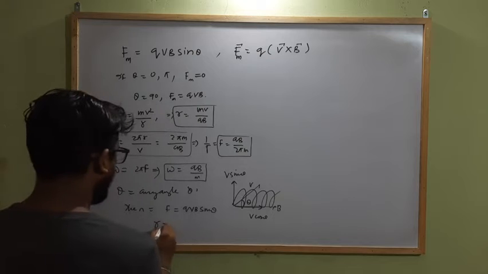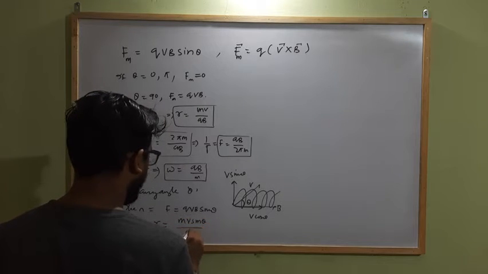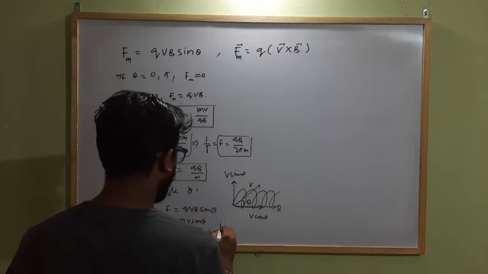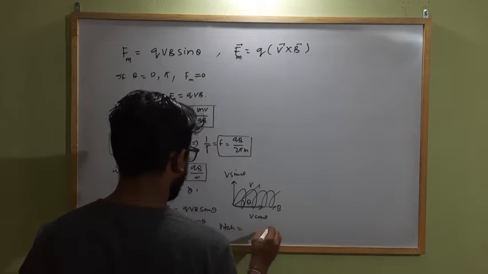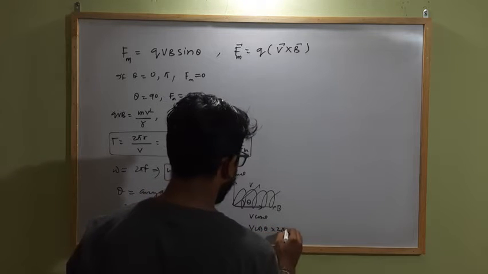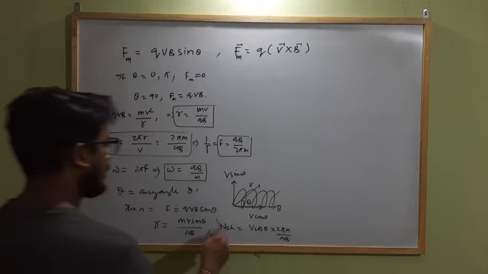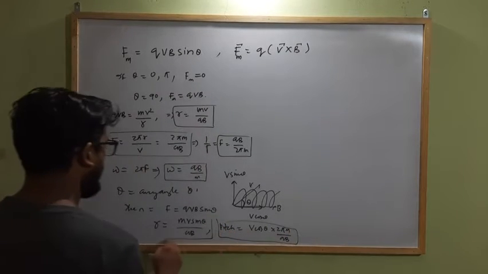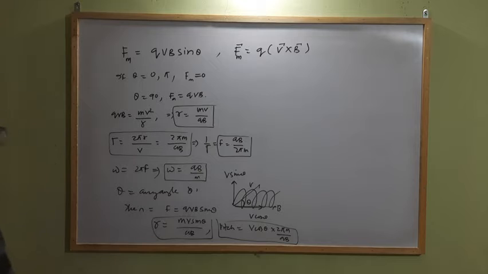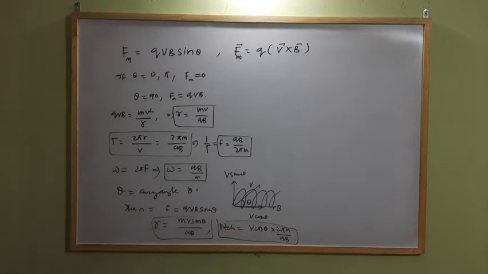So the radius will be m v sin theta by QB, and the pitch is equal to V cos theta into 2 pi m by QB. We have already discussed all these things. So today, based on these formulas, let's calculate some numericals.